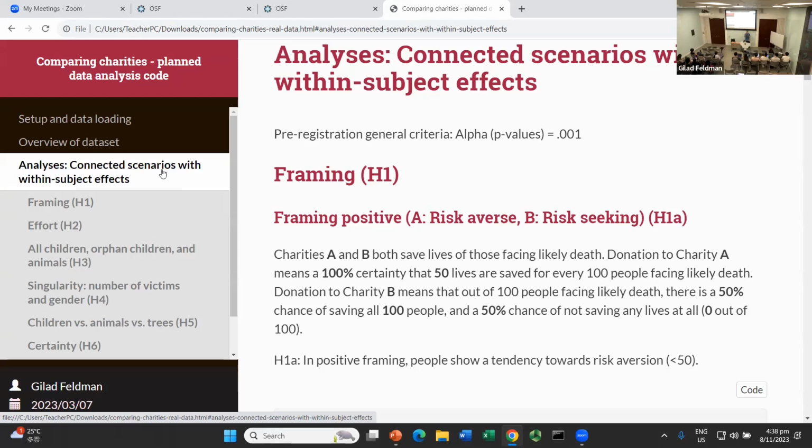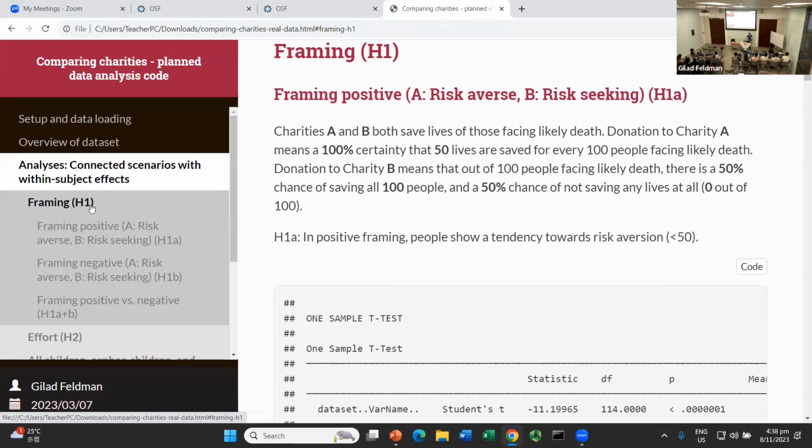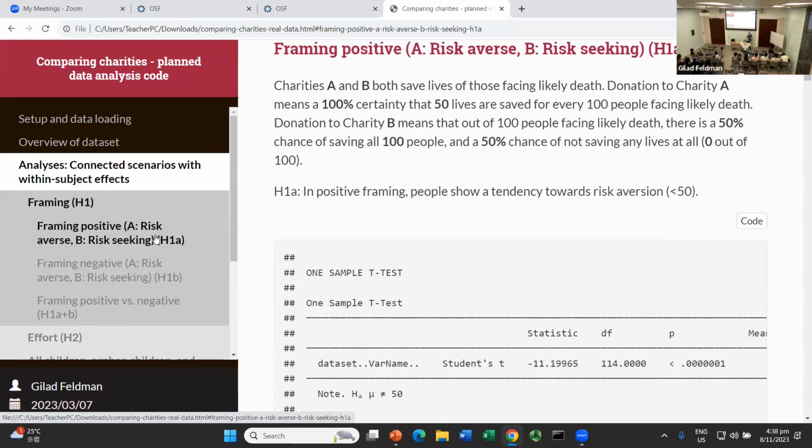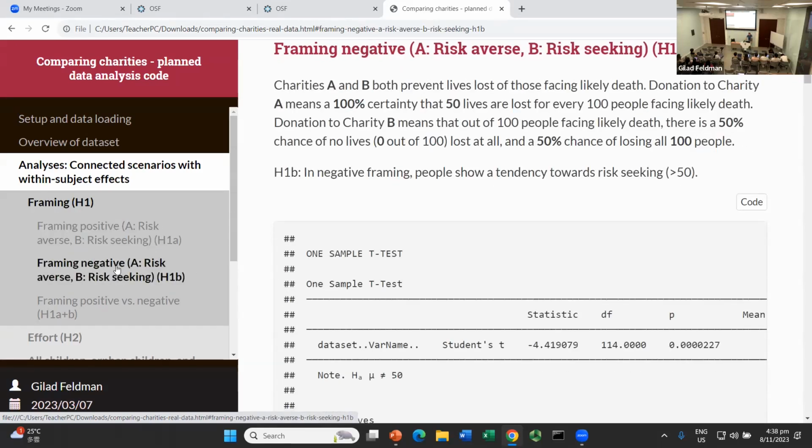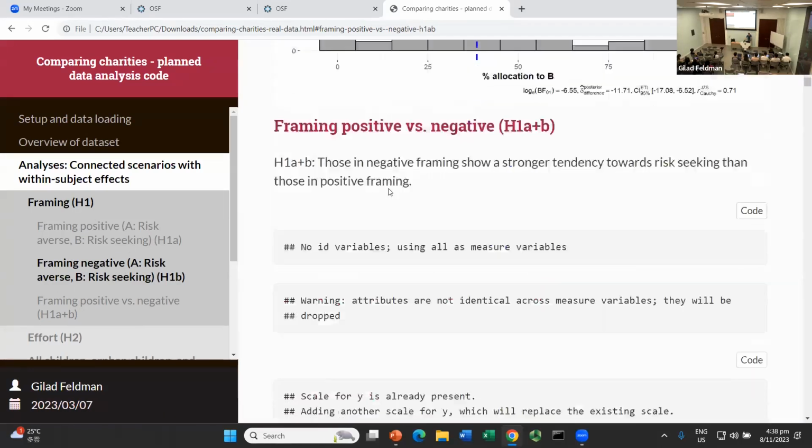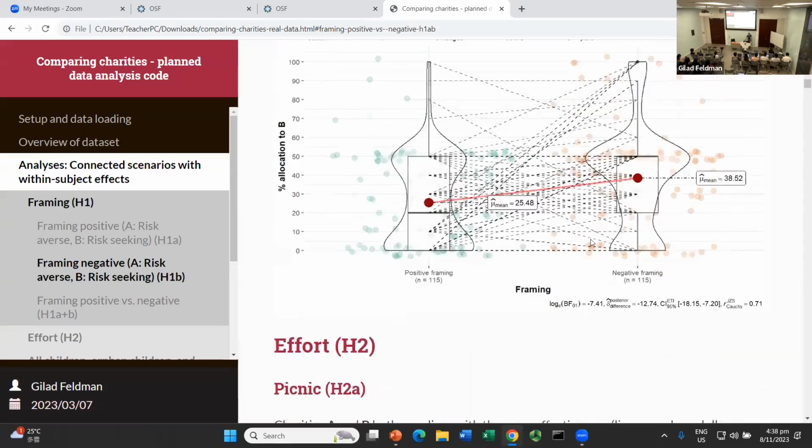The odds are exactly the same. So what's going to happen there? Actually, if you open framing H1, you will see there's H1A, H1B, and H1A plus B, because H1A is positive framing, H1B is negative framing, and then H1A plus B compares both of them. So let's see the comparison. I'll just jump right to the end. The comparison looks something like this.